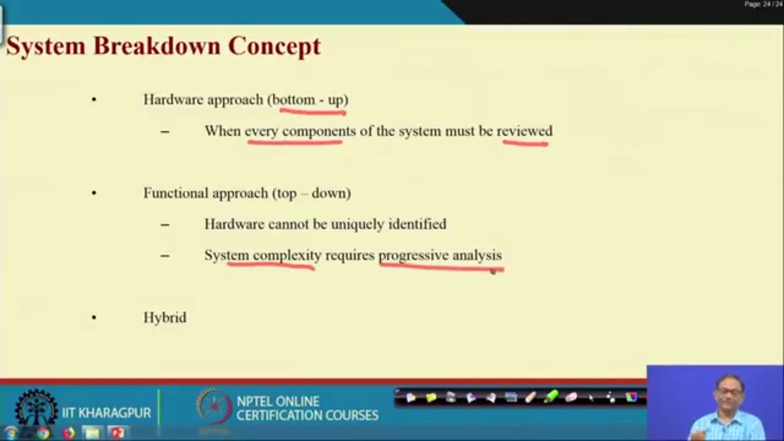So there may be situations when you require to go for functional breaking up. Now, the last one is that many a times you combine the two, the hardware approach and the functional approach, or the bottom up approach and top down approach, and then you make a hybrid approach. Maybe you divide the system into subsystems, for some subsystem go for hardware bottom up approach, somewhere top down functional approach, because it is necessary to have a better understanding of the failure modes in a system.